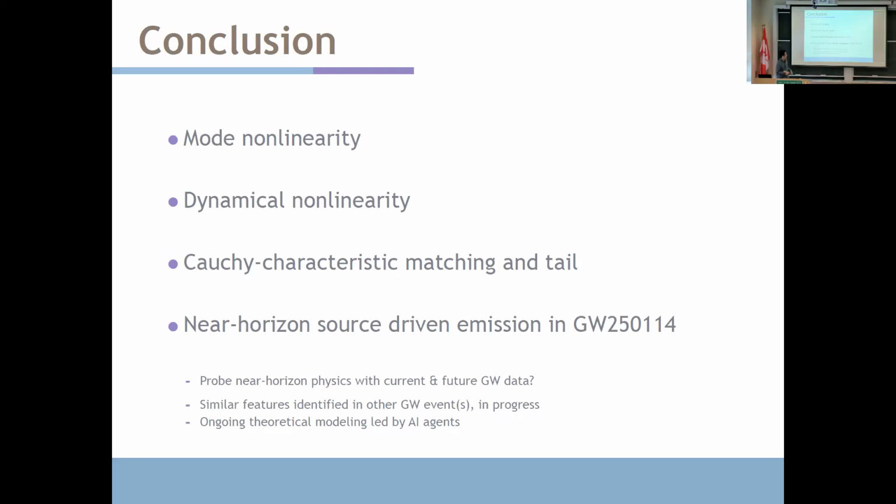Right now, our theoretical development for this source-driven emission is still ongoing, and I would like to highlight that right now we are developing some AI agent to basically completely handle all the theoretical calculations related to black hole perturbation theory. And with that, let me stop here and take any questions.